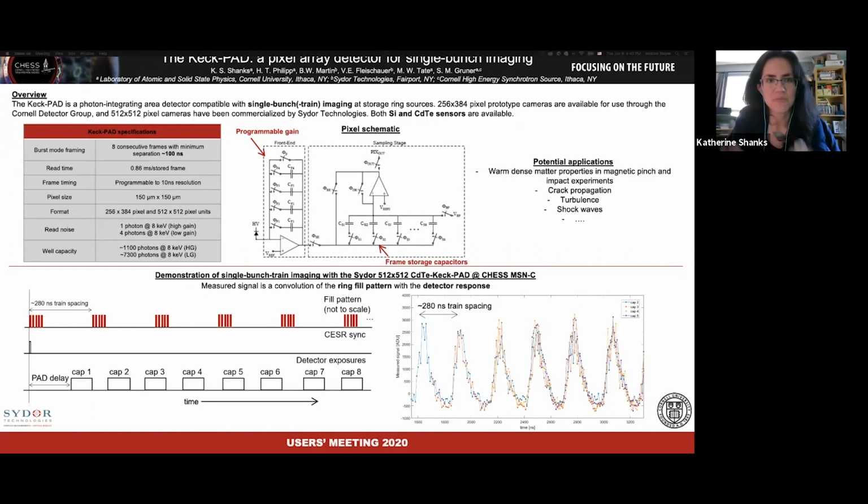This kind of burst mode operation opens up exciting possibilities in terms of studying dynamics in warm dense matter, crack propagation, shock wave propagation, and so on. So I'll show results from a recent suite of demonstration experiments using the KECPAD, including bunch train resolution at CHESS MSNC, using a version of the detector equipped with a cadmium telluride sensor suitable for use with high energy X-rays.